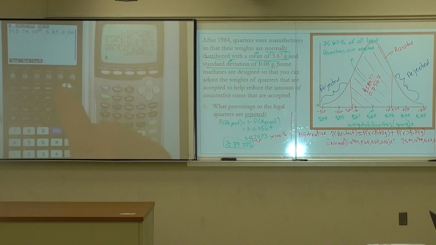If you need to go back, I'll go back, load it back to make sure everything is good. So normal CDF, negative 10 to the 99 lower, 5.60, that's good, 5.67, that's good, 0.06, that is good, plus another CDF of 5.74, that is good, to the positive infinity, that is good, 5.67, that is good, 0.06, they all look good. So now I'm going to enter it.